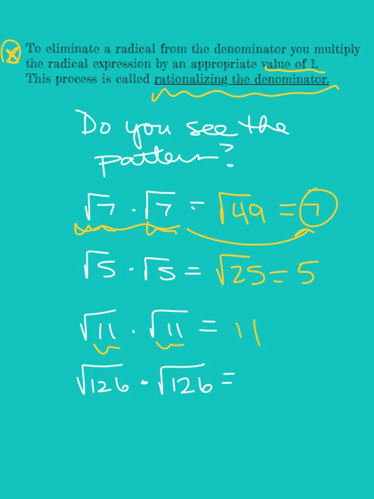Looking at our last example here, that number is pretty large. The square root of 126 times the square root of 126. I don't even have to use my calculator to multiply that and then figure out what the square root is. I know my final answer is going to be 126.